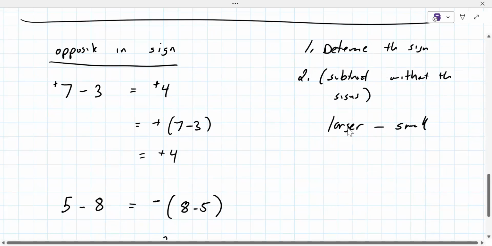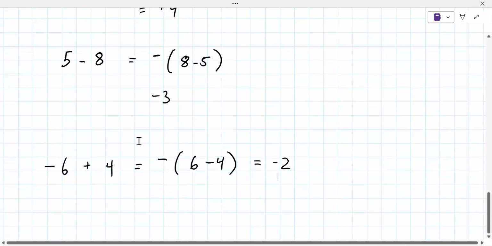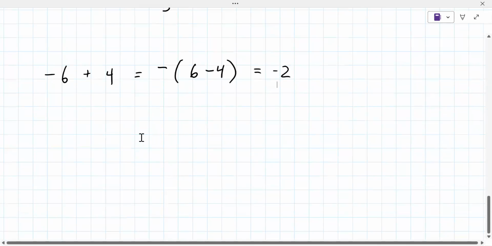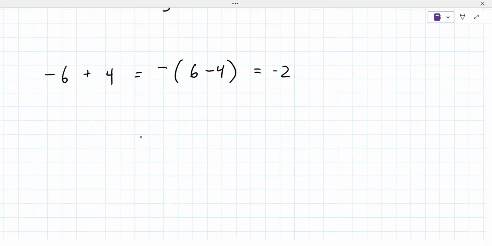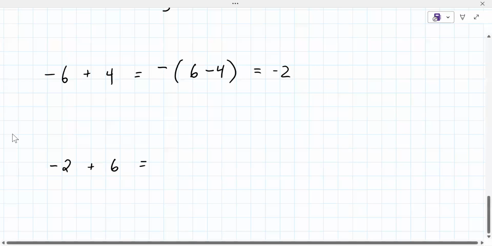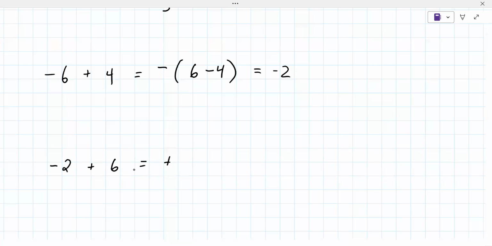You don't have to do them in this order. You can take the larger and subtract the smaller and then determine the sign, but you've got to get this down. This is super critical to be able to figure out. And of course here, let's just say it's -2 plus 6. Is that positive or negative? Which is further from 0 though, the -2 or the +6? The +6. So we know the answer is positive, and then you take the larger and subtract the smaller.